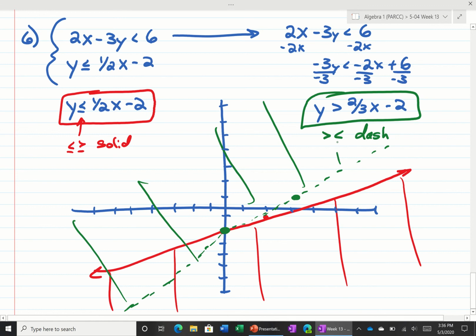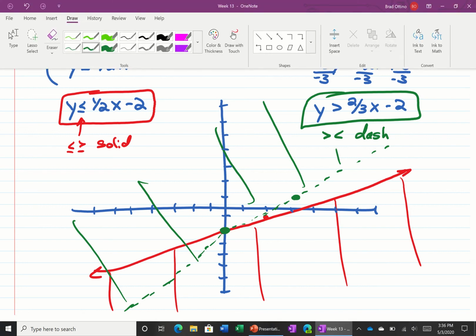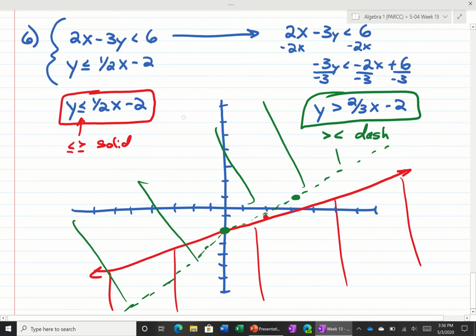So as far as what the answer would be, the answer would be areas where both lines are shaded. Be like over here. That area has both red and green shading in it.